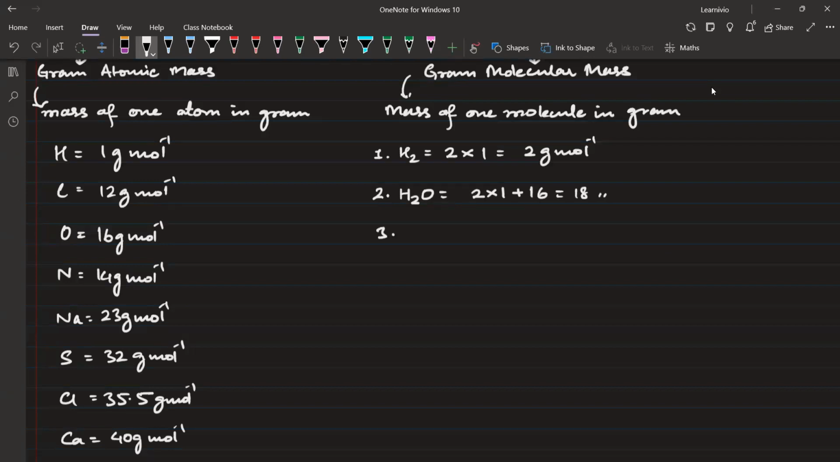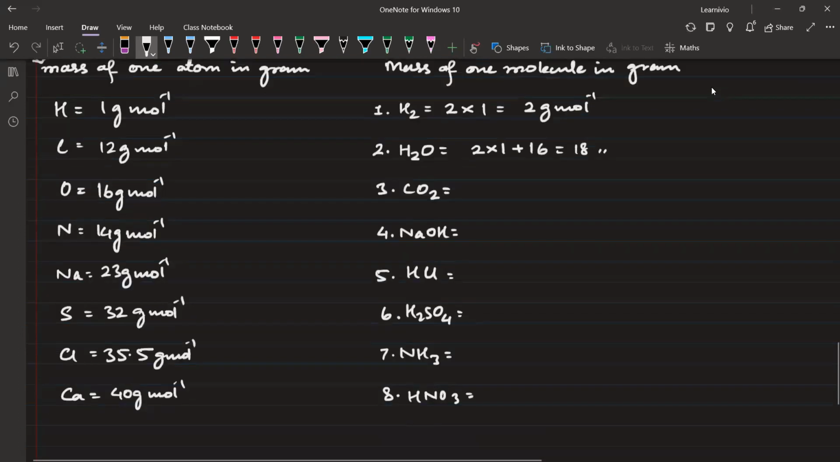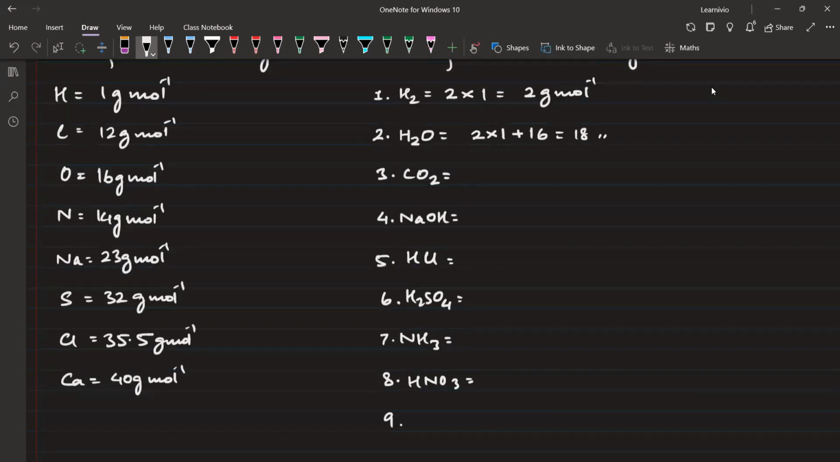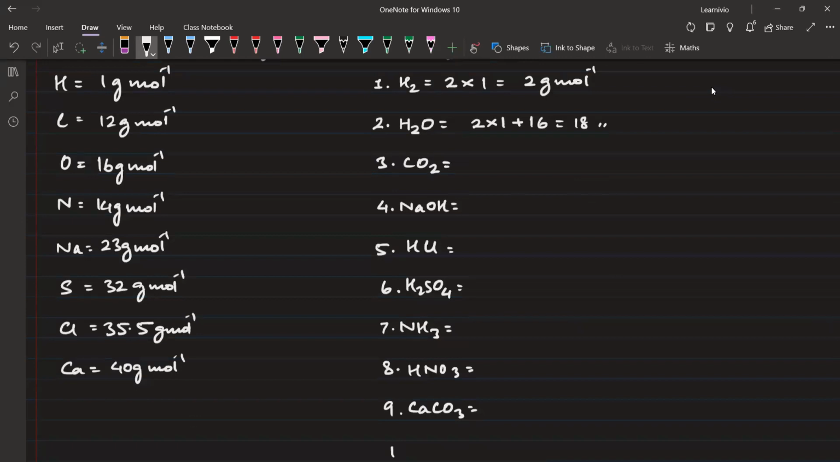Similarly, calculate for these things. CO2, sodium hydroxide, HCl, H2SO4, NH3, HNO3. Calculate for CaCO3, and write the 10th one, CH4.